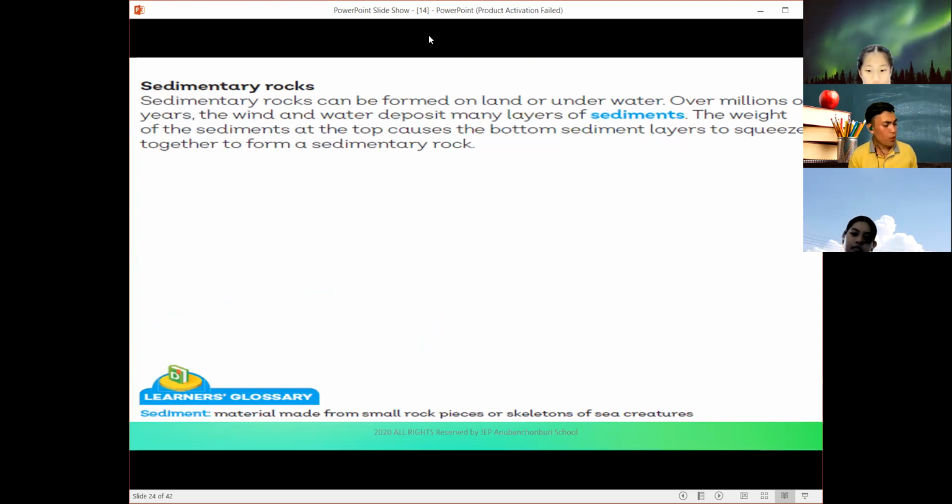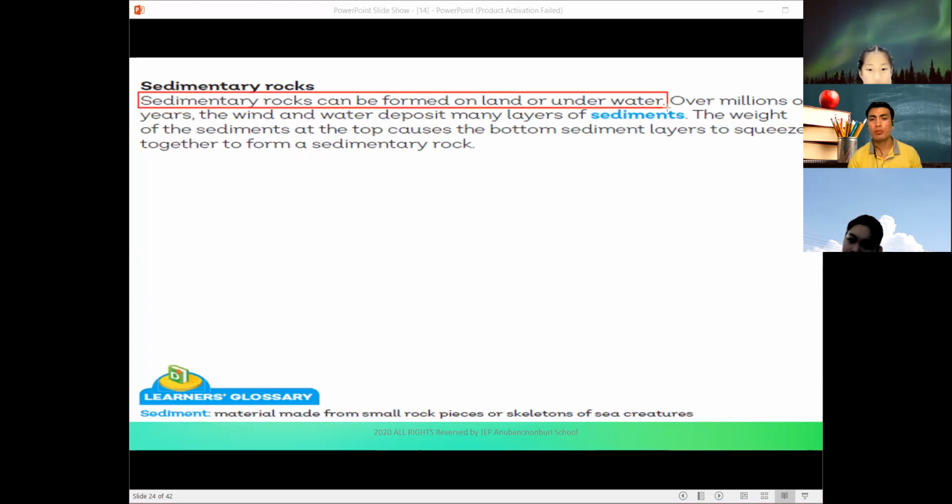Page 94. Sedimentary rocks can be formed on land and underwater. I think this is the one that Paradi read earlier. These sedimentary rocks are formed not only underwater, they can be formed on land as well, but it will take millions of years. It is due to the wind. So these are the factors that affect the formation of sedimentary rocks.